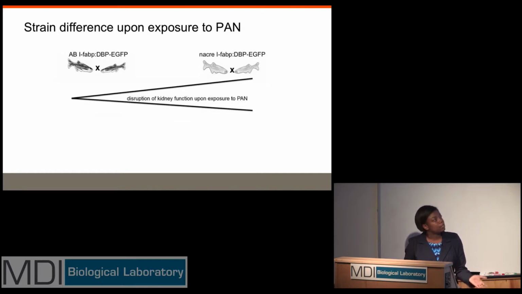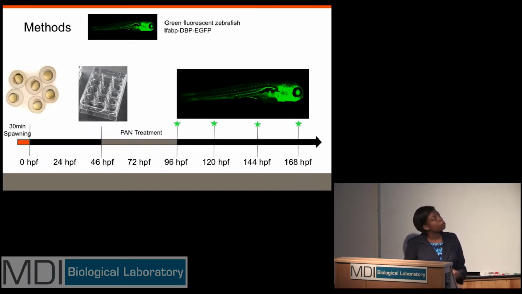So in order to see this, our methods were to use our green fluorescent fabfish and spawn for 30 minutes. And at 46 hours post-fertilization, we would transfer them to a 12-well dish and treat with PAN up until 96 hours post-fertilization. And at 96, 120, 144, and 168 hours post-fertilization, we would perform what is called an eye fluorescence assay.